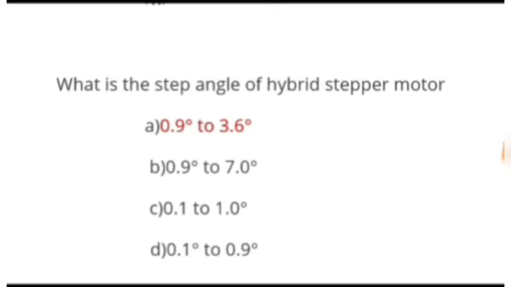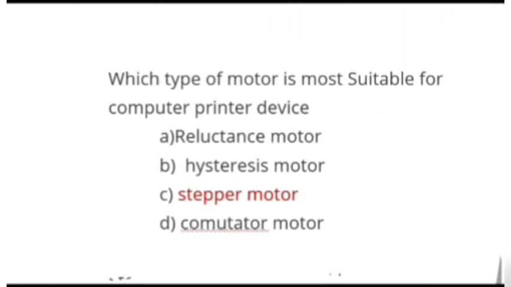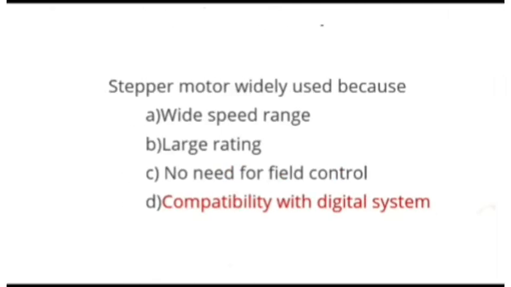Next question is, which type of motor is most suitable for computer printer device? Options are reluctance motor, hysteresis motor, stepper motor, commutator motor. Correct answer is stepper motor. Next question is, stepper motor widely used because. Options are wide speed range, large rating, no need for field control, compatibility with digital system. Correct answer is compatibility with digital system.